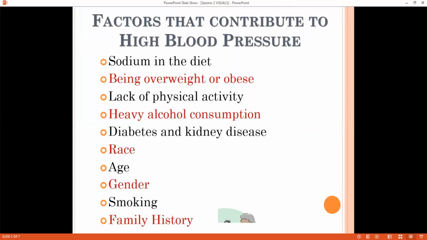Other factors are being overweight or obese, lack of physical activity, heavy alcohol consumption, diabetes and kidney disease, race, age, gender, smoking, and family history. To summarize, a risk factor is a preventable or non-preventable part of your lifestyle that increases your chances of heart disease. Some risk factors that can be prevented to keep your heart healthy include smoking, diabetes, being overweight or inactive, stress, and drinking too much alcohol.